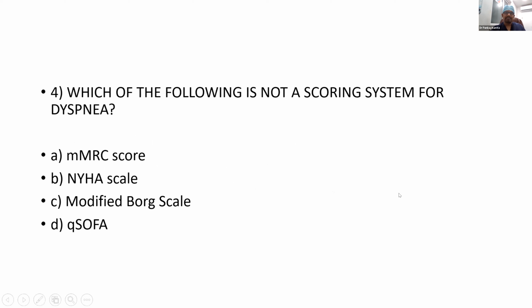Okay. Fourth, next question. Which of the following is not a scoring system for dyspnea? This is straightforward. There's only a single answer here. The answer options are MMRC, or Modified Medical Research Council score, the NYHA scale, the Modified Borg scale, and the qSOFA. Which of the following is not a scoring system for breathlessness or dyspnea?